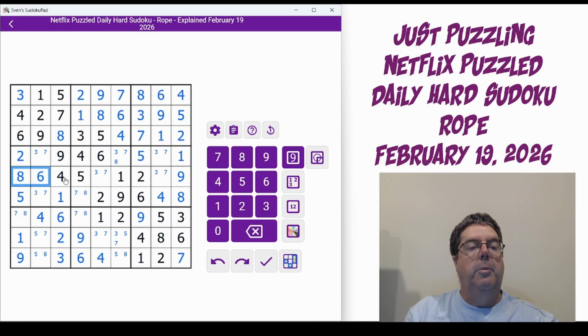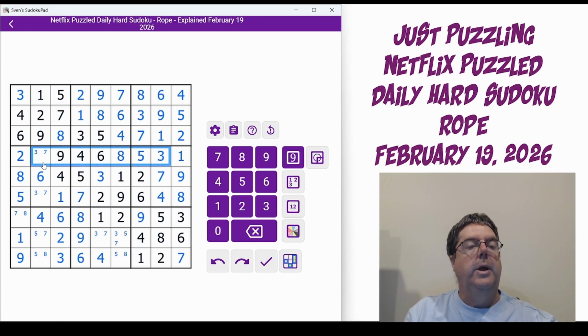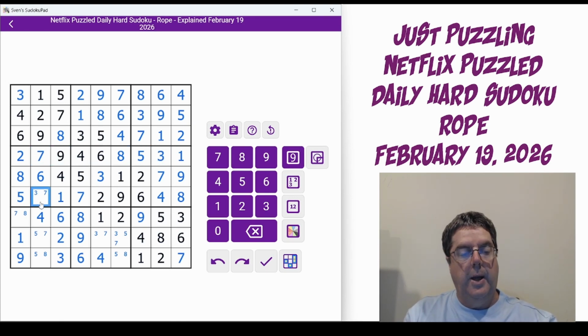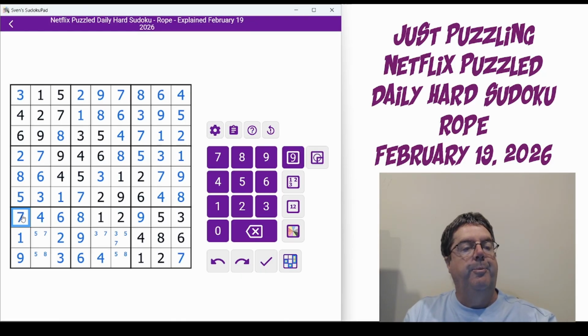8 comes across here, 8 comes across here, so this has got to be an 8 here. This can't be an 8, so it's a 7, leaving this to be an 8. Because there's 7 here, this is a 3. This has got to be a 7 then, leaving this to be a 3. Come across here, this has to be a 7, leaving this to be a 3. 8 here, so this has got to be a 7.